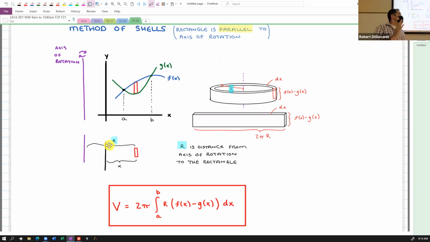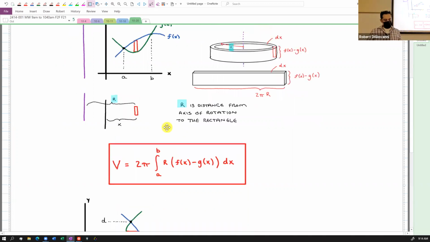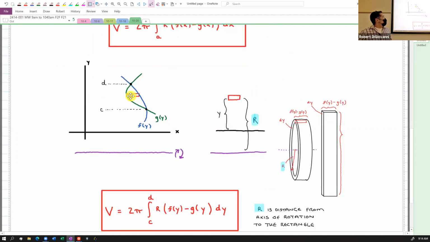Okay, so that's if we have functions of x. What if we have functions of y? Well, if we have functions of y, then our rectangle has to be horizontal. And that means if you're going to do a shell, it's got to come this way. And so that would be how you do it if you have an axis of rotation that is horizontal. Now these are parallel to one another, and you rotate this way. And the formula is exactly the same. You have 2 pi, integral goes from c to d instead of a to b. And then r is the distance from the axis of rotation to the rectangle. So from here to here. And this distance from here to here is y now, not x. And then this right here is your difference between your f and g. The f function is the right function. The g function is the one on the left.